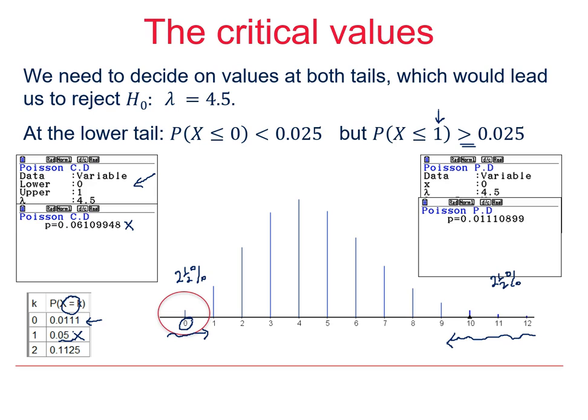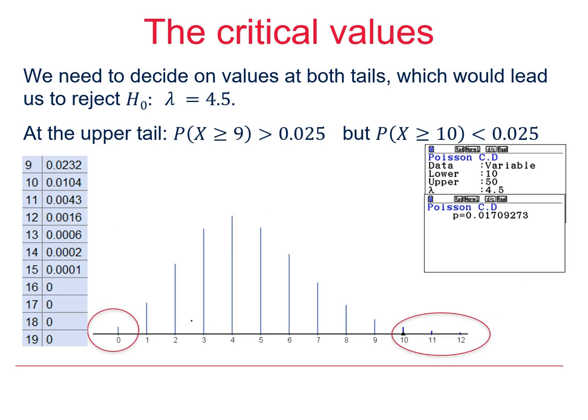And you can just check that again on the calculator. Probability of getting 0 is just 1%. So in order to keep our tail end occurring with a probability of below 2.5%, the only critical value we have in our critical region is simply 0.